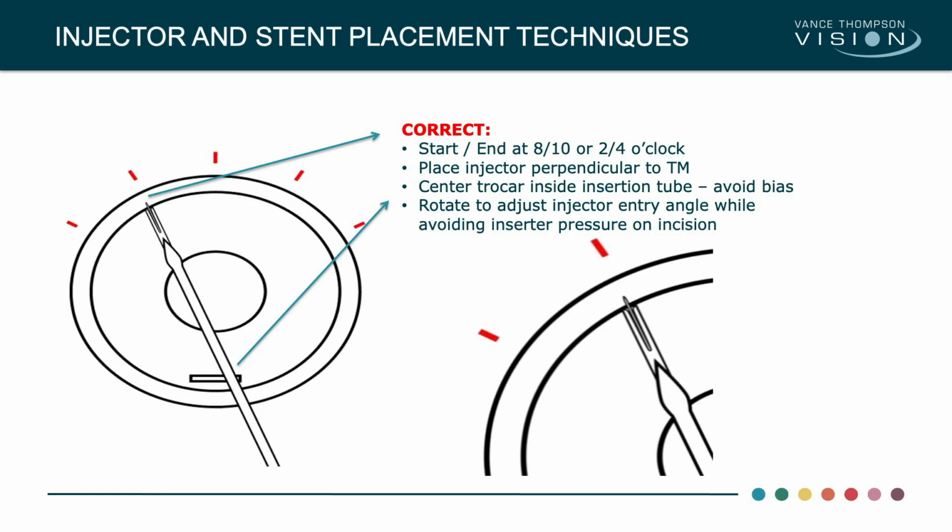In placing the stents, it's very important that the stent is perpendicular or radial to the trabecular meshwork, and you want to place the stents about 2 clock hours apart, as we showed before. If you have the trocar inserted at an angle, it can cause some trocar bias, and that'll make it hard for the stents to slide down.